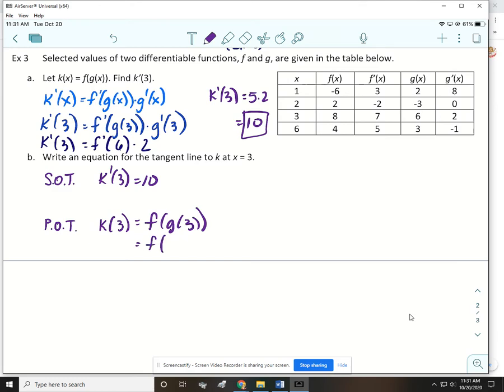All right, so we're going to go to our table. We want to find g of 3. So g of 3 is 6. All right, so that's going to be f of 6. And then from the table, f of 6 is 4. All right, so our slope of tangency is 10. Our point of tangency is the point 3, 4. So now we're ready to write our tangent line equation. So it's y minus 4 equals 10 times the quantity x minus 3. And as long as it is free response, you just stop right there.